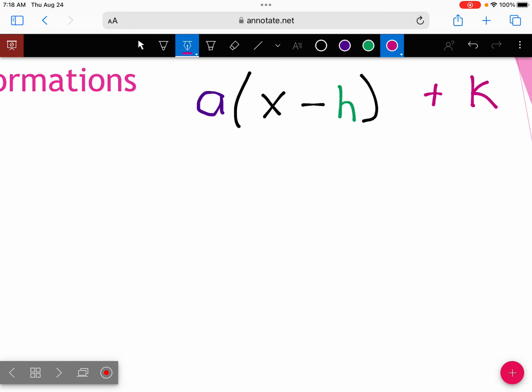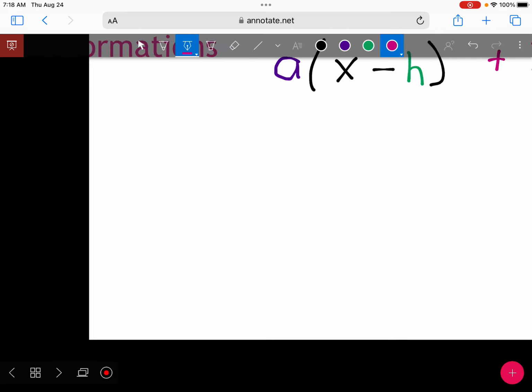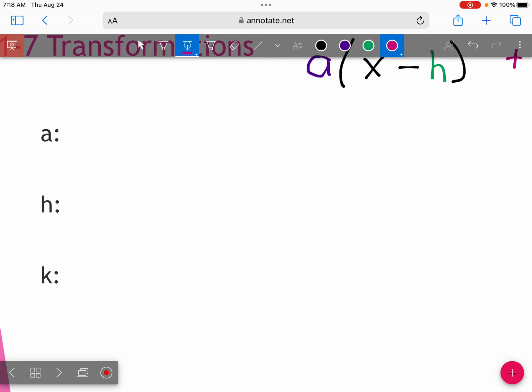We'll be able to use this with absolute values, quadratics, exponentials, logarithms, rationals, all the things. A, H, and K will come back a whole bunch of times. And so what I'm going to write down here is what their jobs are, what transformation each one tells us about.